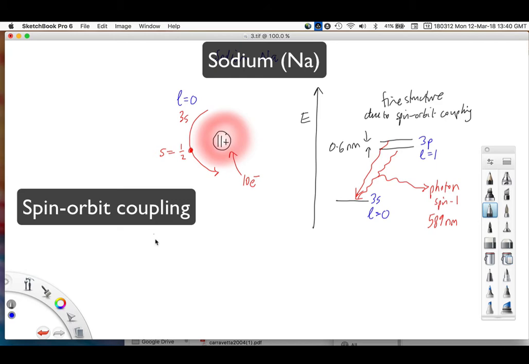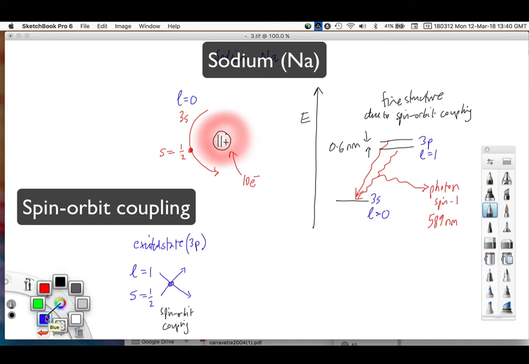So in the excited state of sodium, where the extra electron is in the 3p orbital, then it has L as 1. The electron has spin 1/2, and we can combine these two varieties of angular momenta through spin-orbit coupling to get a total angular momentum, which is usually denoted using the symbol small j, as either 1 plus a half, which is 3/2, or 1 minus a half, which is a half. So there are two states.